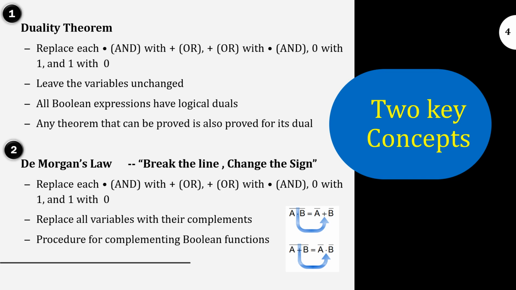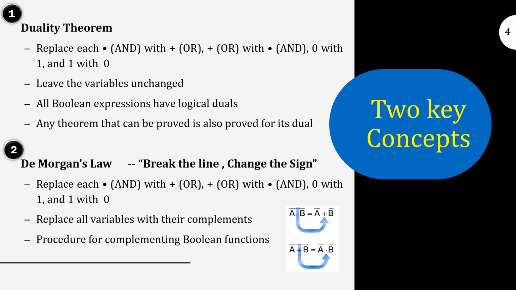The two key concepts used in Boolean algebra are the duality theorem and De Morgan's law. The principle of duality states that starting with a Boolean relation, another Boolean relation can be derived by replacing each AND with OR, each OR with AND, 0 with 1, and 1 with 0. The derived relation using the duality principle is called the dual of the original expression.